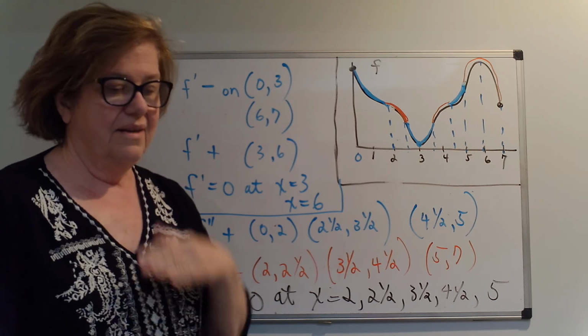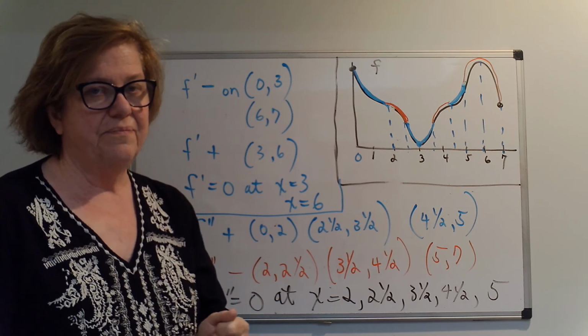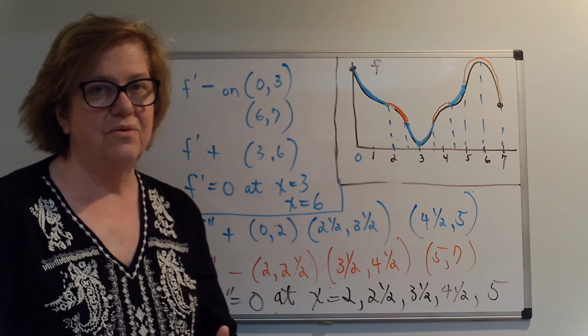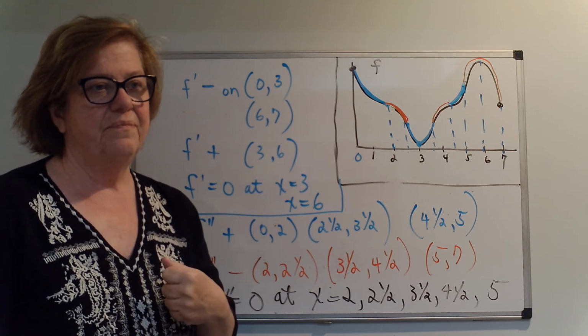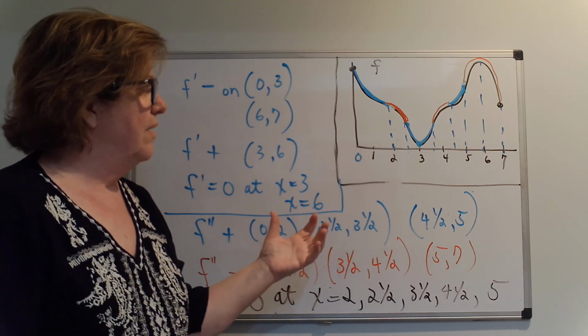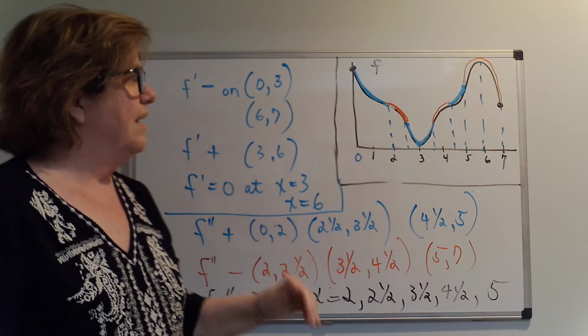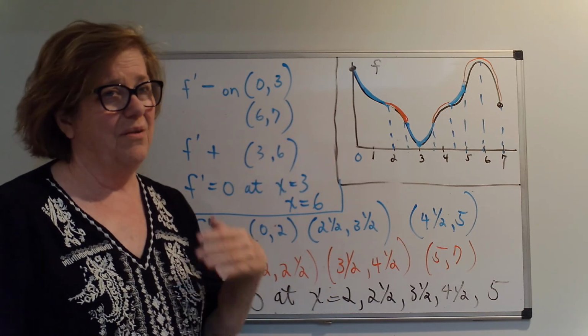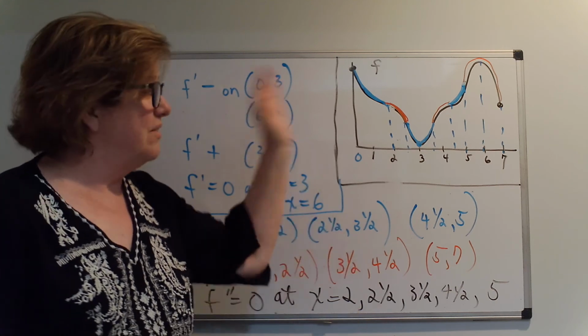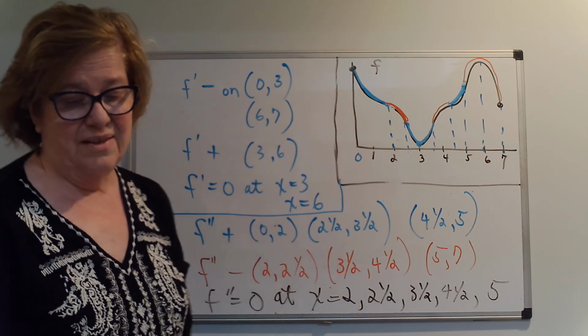So that's everything we can say about the first derivative and the second derivative based on a graph of the function. Now I'm going to stop here and continue with this topic with an example of what we can say about the function if we're actually given a graph of the derivative, not the function, but the derivative. That's coming next.